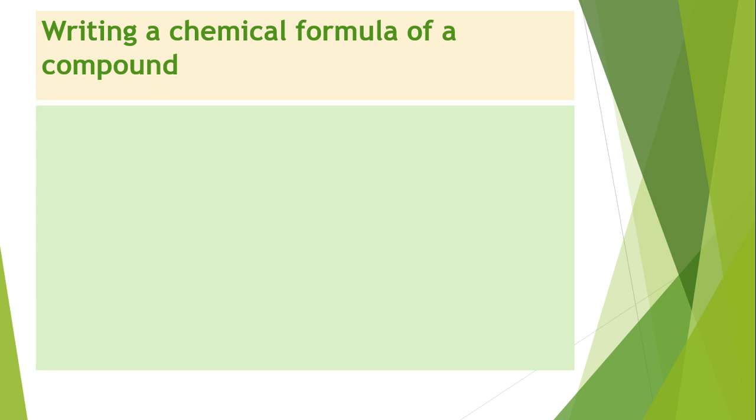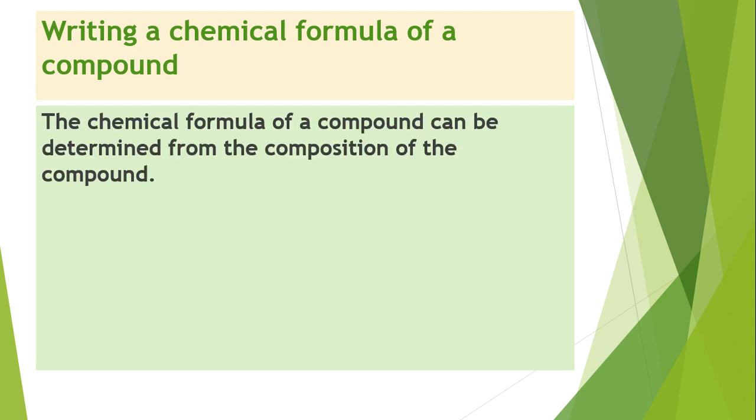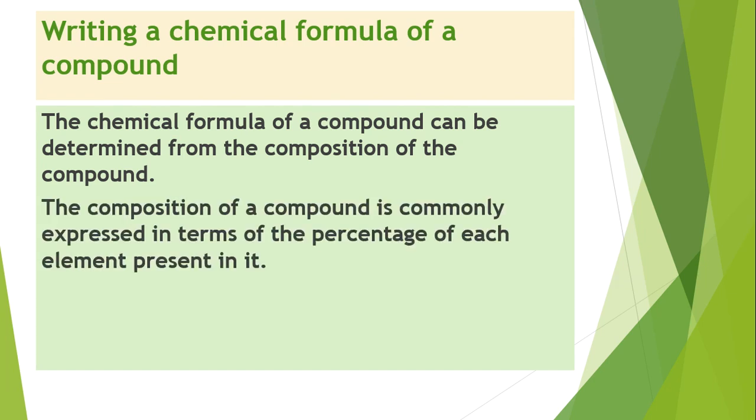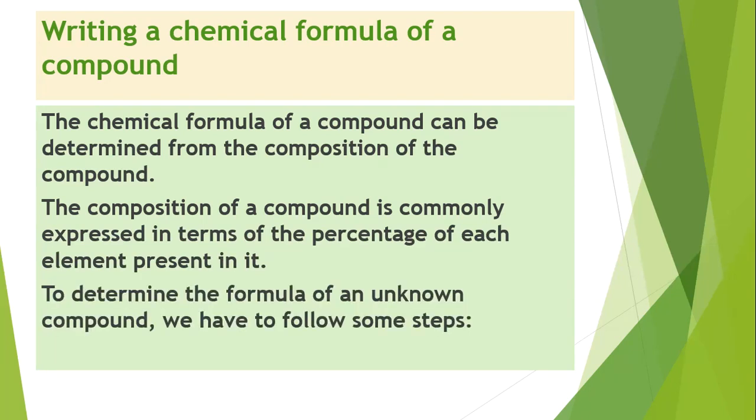Today, we are going to learn how to write the chemical formula of a compound. The chemical formula of a compound can be determined from the composition of the compound. The composition of a compound is commonly expressed in terms of the percentage of each element present in it. To determine the formula of an unknown compound, we have to follow some steps. If we follow the steps, it's easy for us to do the problems from this part.